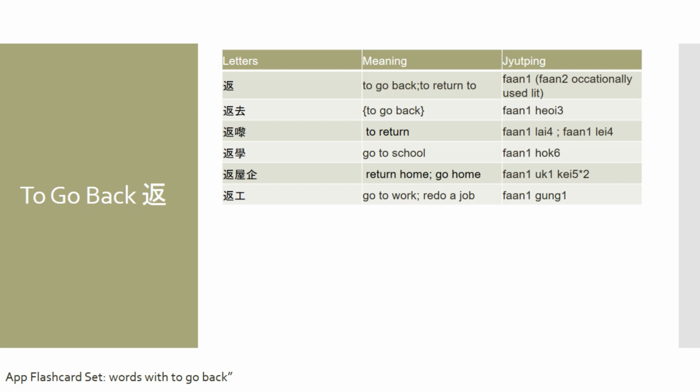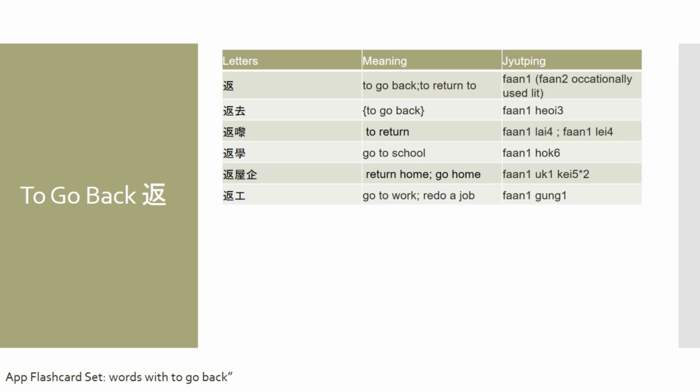The third Chinese character that I want to talk about is the Chinese character that represents the meaning of to go back, or in Cantonese, it is pronounced fan. Now, for example, if I want to say to go back, then I could say 翻去. Likewise, to return, we would say 翻嚟.